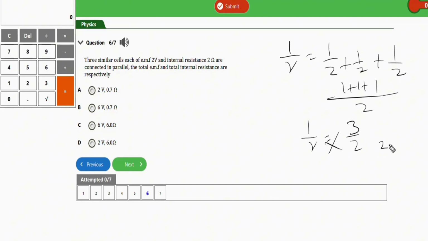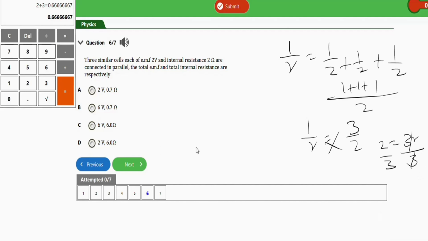Cross multiply, so you have 2 equals 3R, dividing both sides by 3. When you punch in your calculator, 2 divided by 3, you're going to have 0.66. Let's verify. 2 divided by 3, we have 0.66. If you are leaving it to one decimal place, we give you 0.7. So this shows us that the correct option for this question will be option A, which is 2 volts total EMF, and the total internal resistance will be 0.7 ohms. Alright, so that's it for this question.